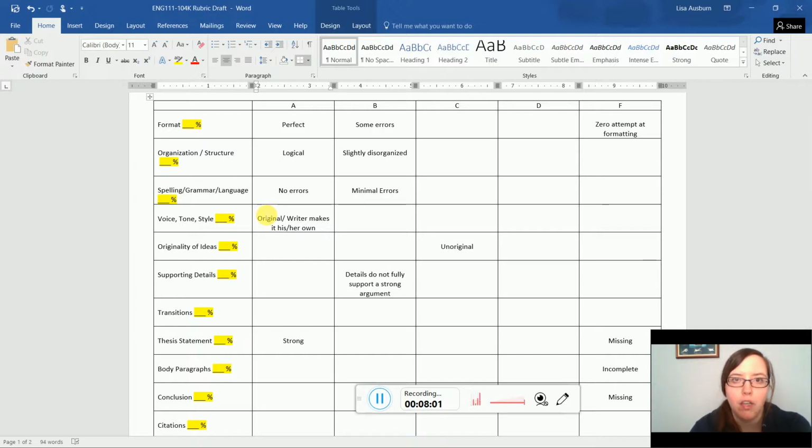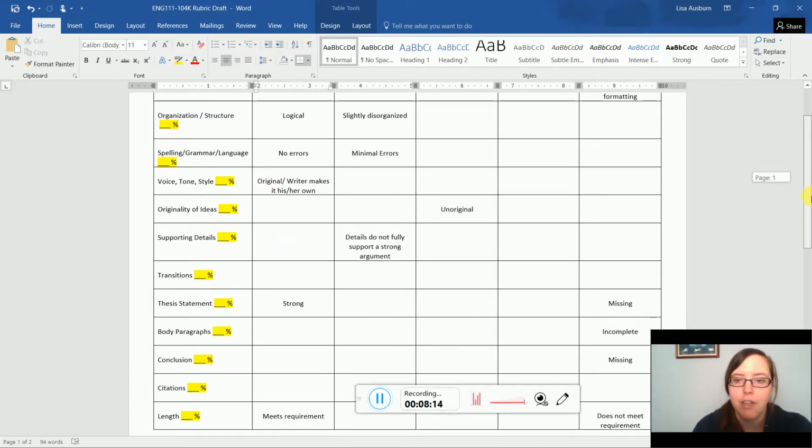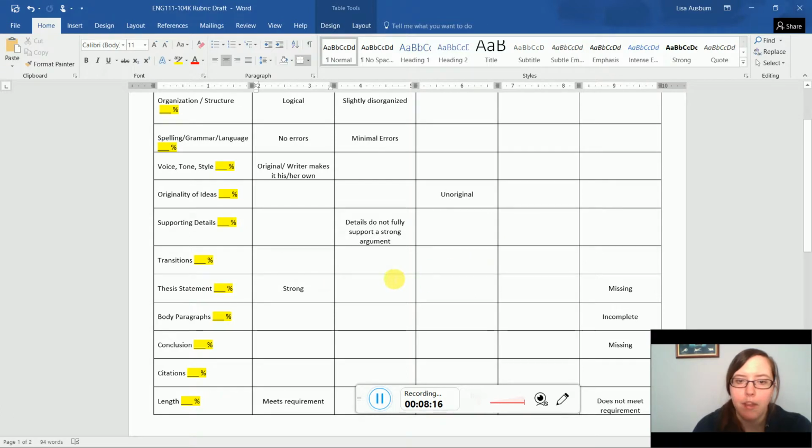Those of you who haven't commented in the discussion forum yet, what do you think? What does a C voice or tone or style look like? So what you can do with this rubric is just kind of notice the gaps. It's really easy to identify the A's, and it's often very easy to identify the F's, but it's the stuff in the middle that we haven't really talked about.